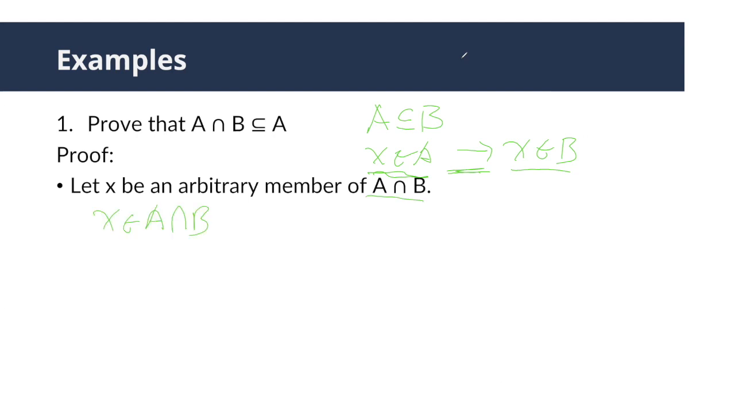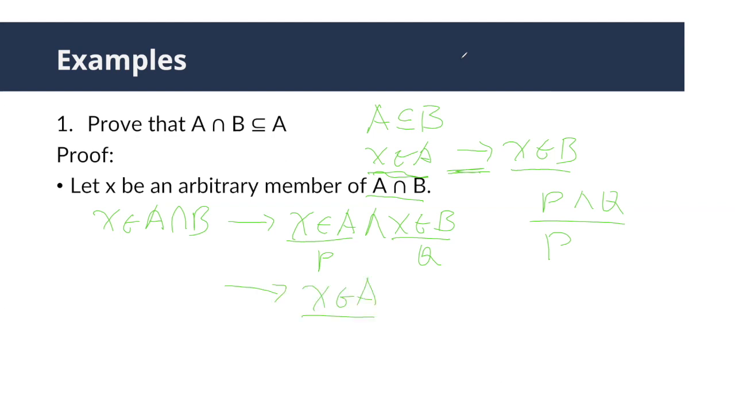And then what can we do next? Here we're going to use the definition of intersection. Since X is in A intersect B, by definition, we know that X is a member of A and X is a member of B. And now if you think of this as P, think of this as Q, we know that by one of the inference rules, P and Q can imply P is true.